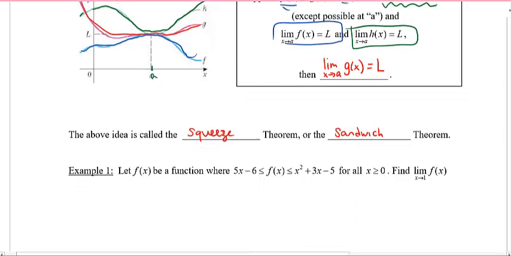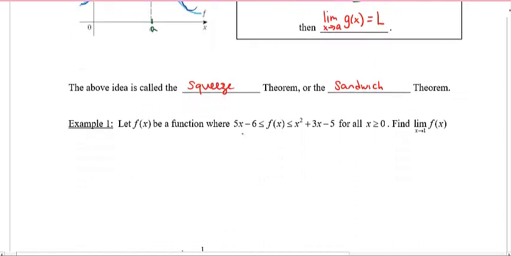So looking at example number 1, I've got f of x, and I've told you it's bounded below by 5x minus 6, and bounded above by x squared plus 3x minus 5, for all x bigger or equal to 0. I want you to find the limit as x approaches 1 of f of x. Well, it's probably good if we can just find the limit of both the lower function and the higher function. Thankfully, these are all polynomials, so I can just plug them in. Nice and straightforward. No holes, no asymptotes, all those ugly things that we had to deal with before. 1 squared plus 3 minus 5. I think that's also negative 1.